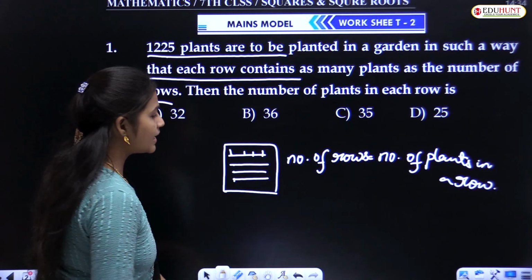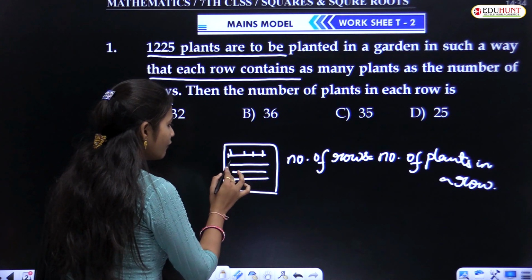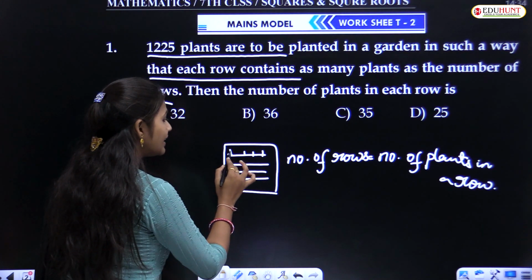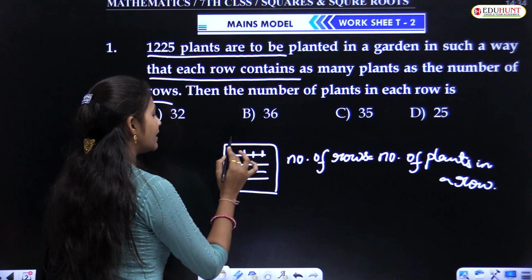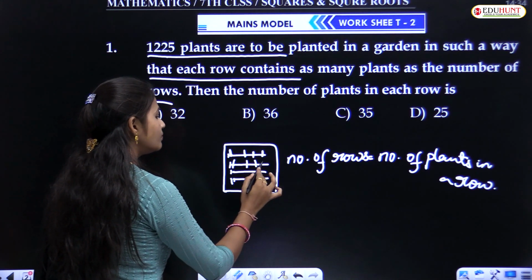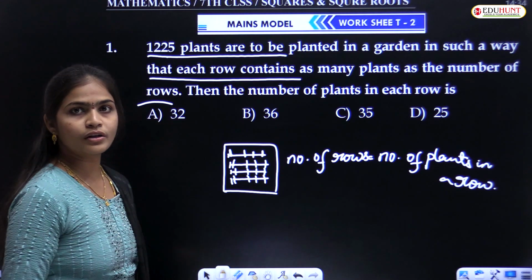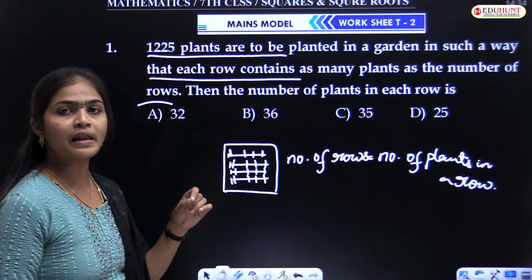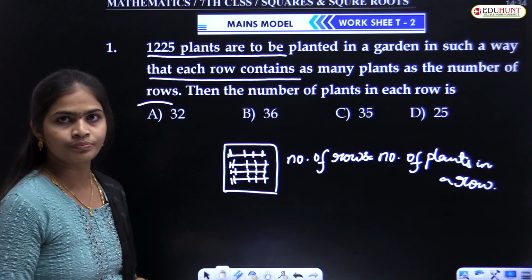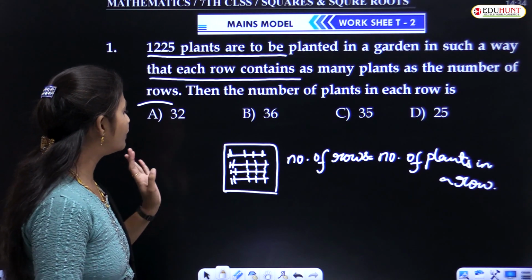Okay, did you understand that? Here, for example, I have taken 4 rows, and in each row 4 plants are there. So here 4, and here also 4. So the number of rows is equal to the number of plants planted in each row. So that is the meaning of that question.